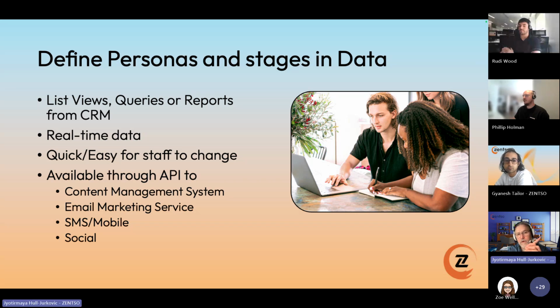The important thing here is also to make sure that those personas are available through an API. Your CRM system will normally have an API, but this comes into play when you're integrating your CRM system with your digital channels. So you want to make it available to your content management system, the web experience. So if somebody's logged in, they can get a unique member experience based on those personas.